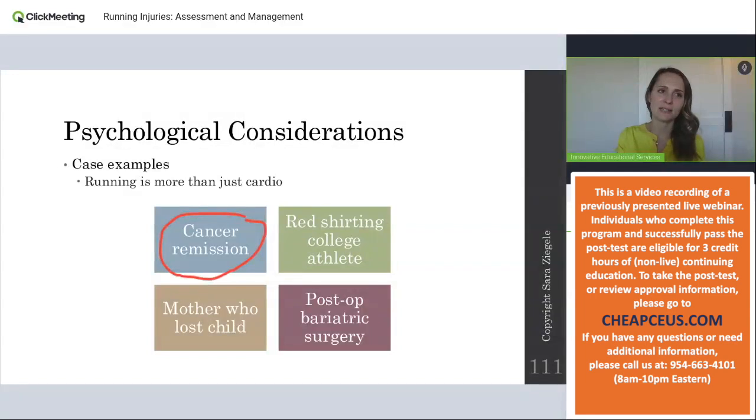And from my understanding of their care, their oncologists, once they got to the remission phase, had encouraged them to increase their exercise as a way to prevent recurrence of their cancer.